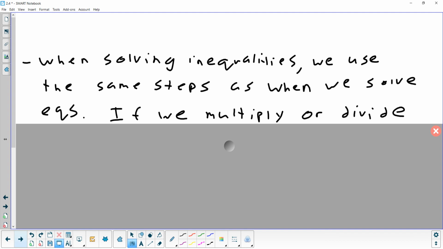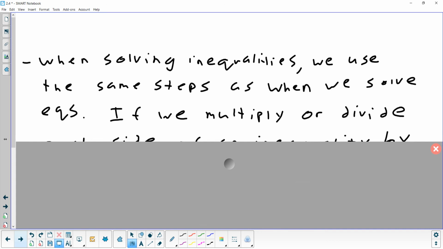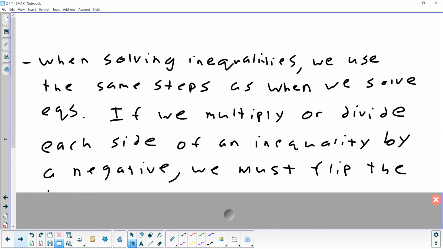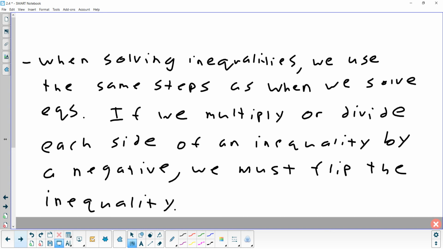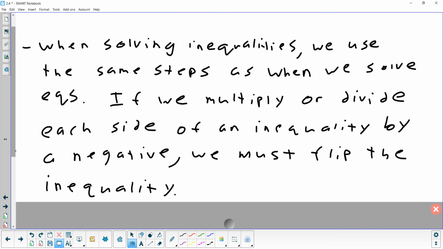If it's a greater than, we make it a less than. Right, we make it point the other way. So if you multiply or divide each side of an inequality by a negative, you have to flip the inequality sign. And that's just something you have to remember. If you're typing it in on a calculator, the calculator won't do it for you. It would still compute, but your answer would be wrong. So we just have to remember to flip the inequality.